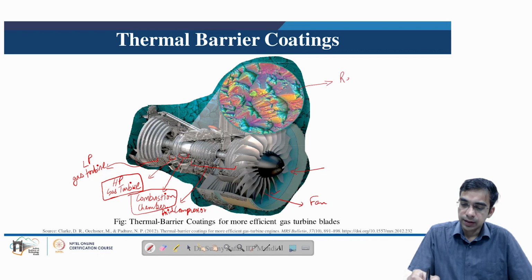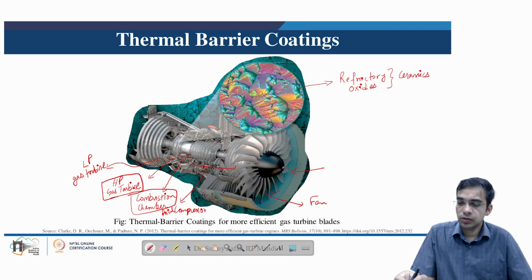So this is the main objective of the thermal barrier coating, and the material that constitutes this thermal barrier coating is refractory oxide. Refractory oxide means these are oxides which have very high melting point, and to resist heat flow we have to choose materials which are stable at high temperature, as well as have low thermal conductivity. So these are nothing but ceramics.